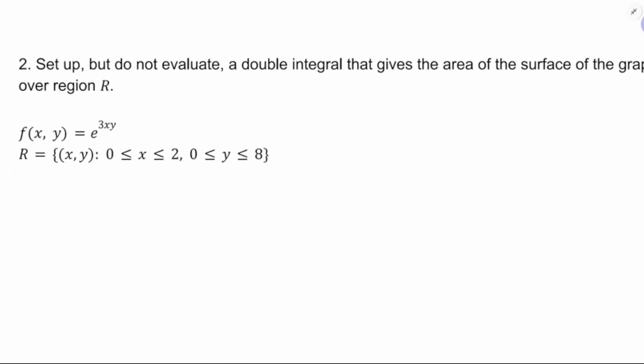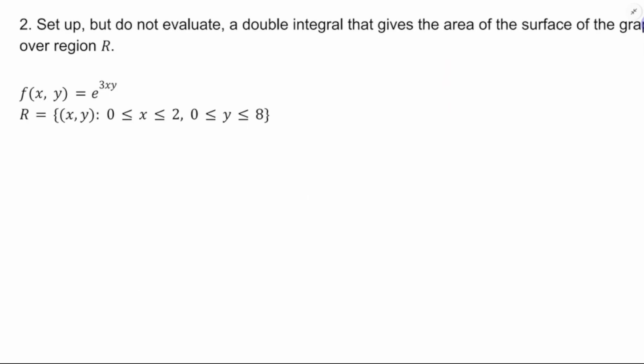Next: set up but do not evaluate a double integral that gives the area of the surface of the graph over region R. This one's great because x is just between 0 and 2, and y is between 0 and 8. Either way works because it just has to be set up. We're going to need 1 plus fx. Well, e to the thing is its own derivative, and then the derivative of 3xy with respect to x would be 3y.